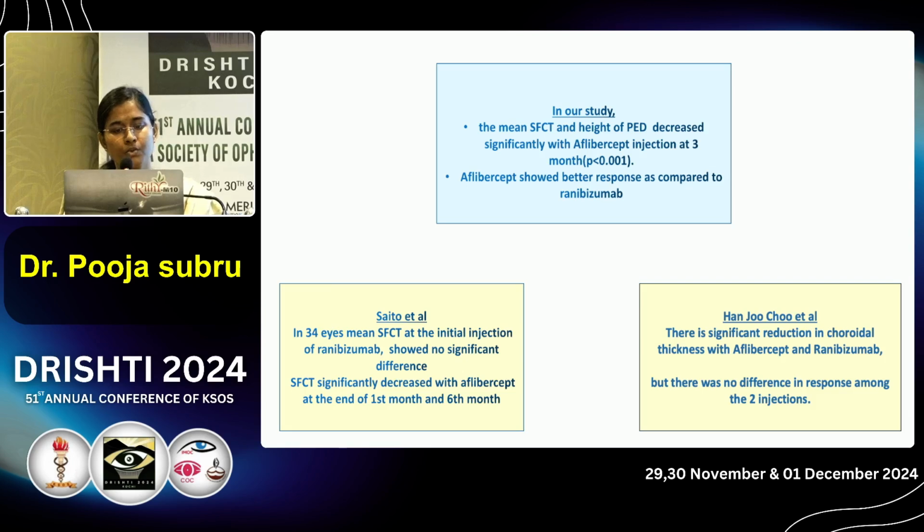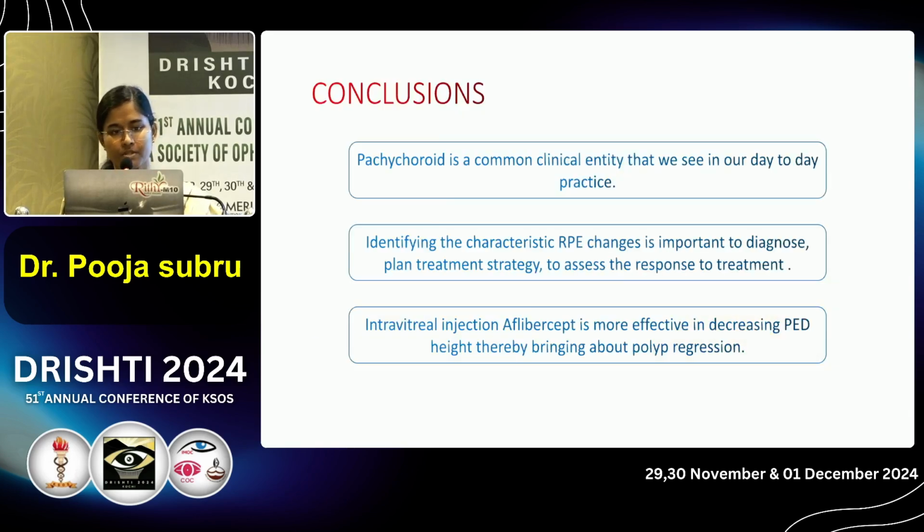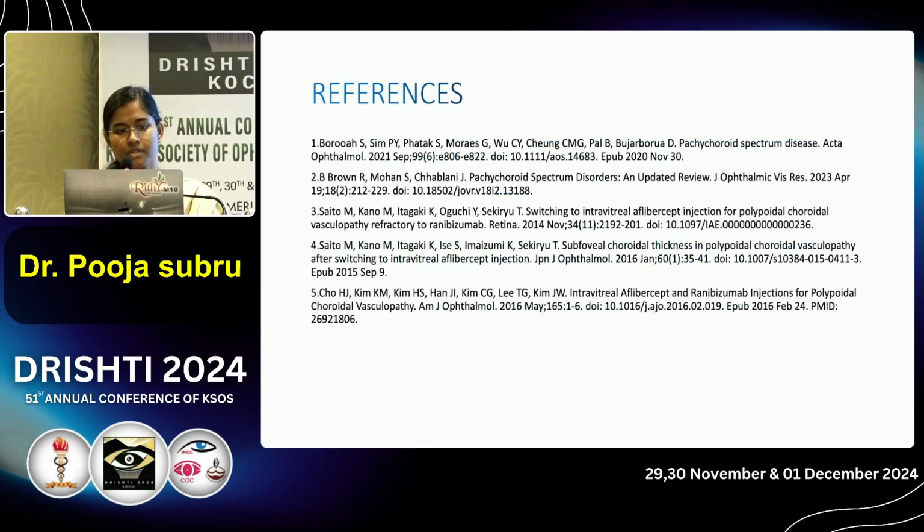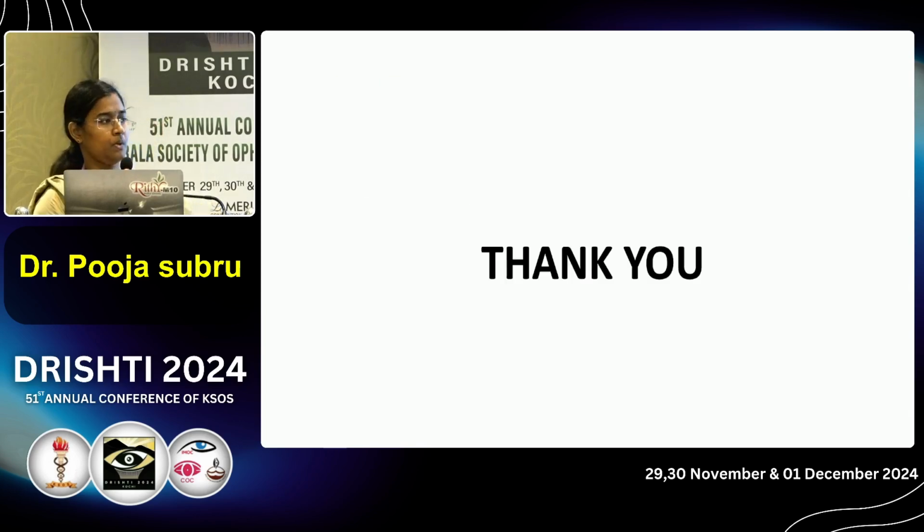Study conducted by Hanju et al. showed that there was significant reduction in choroidal thickness with aflibercept and ranibizumab, but there was no difference among the two injections. To conclude, pachychoroid is a common clinical entity that we see in our day-to-day practice. Identifying the characteristic RPE changes is important to diagnose, to plan treatment strategy, and to assess the response to treatment. And regarding the treatment options, intravitreal injection aflibercept is more effective in decreasing the PED height, thereby bringing out polyp regression. So these are my references. Thank you.